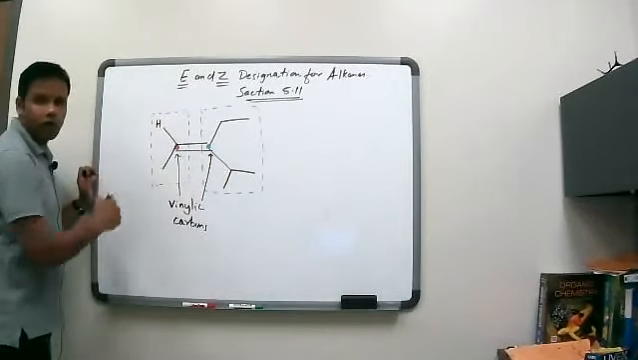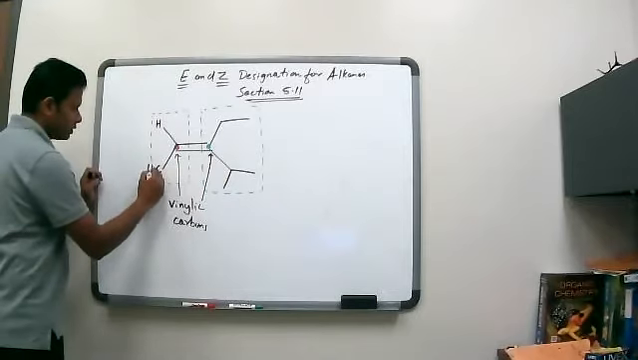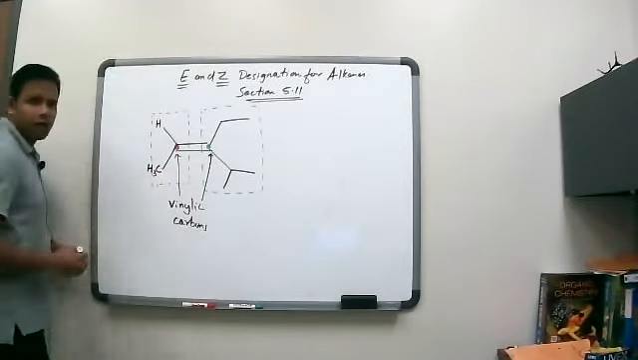Now I'm going to draw out the missing group here, because realize that this is a methyl group and there's a hydrogen over there.